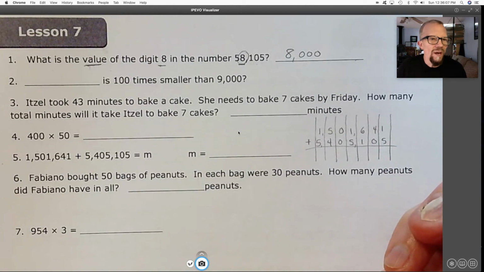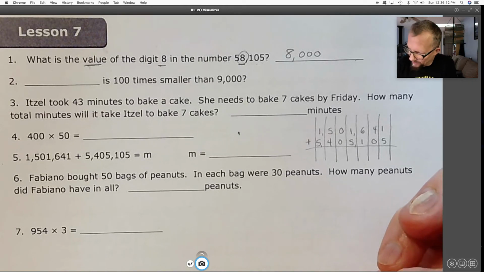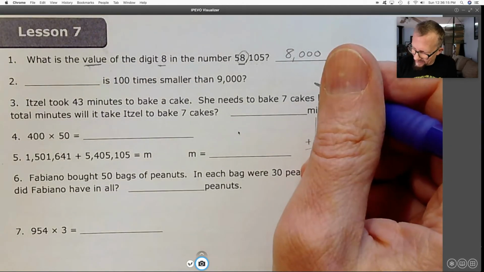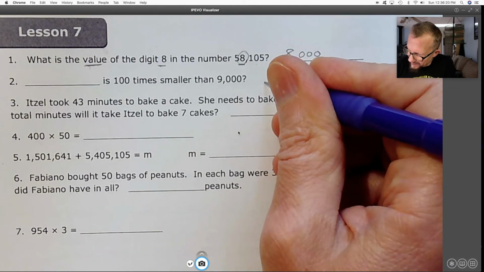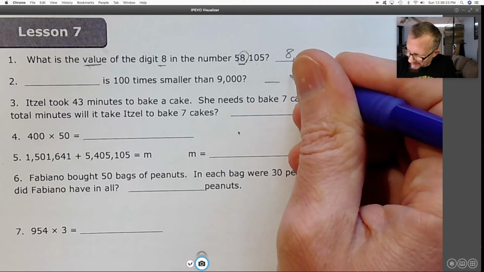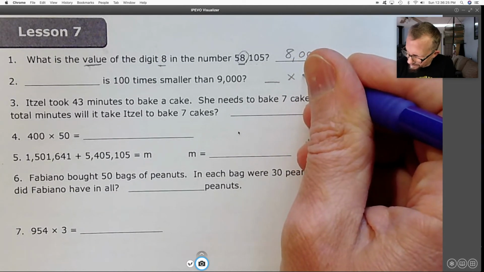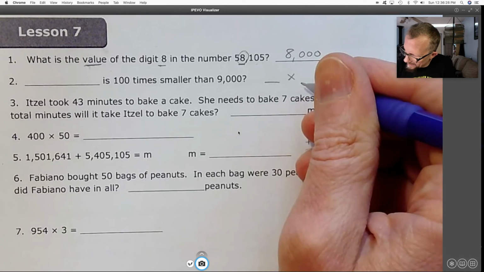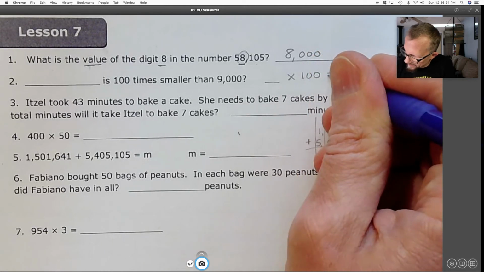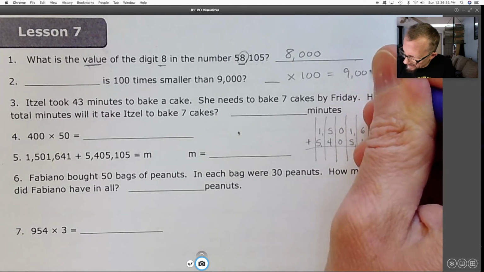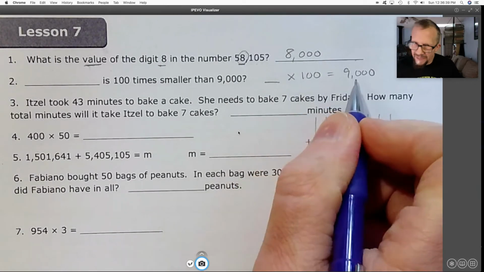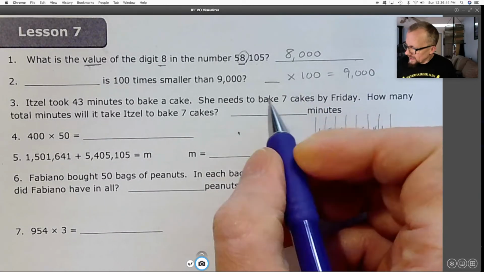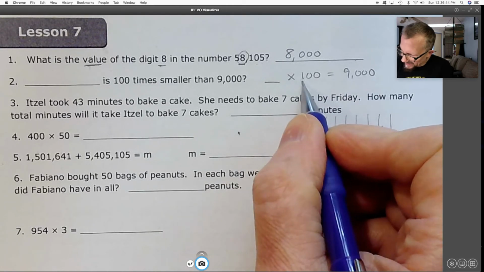Number 2, what is 100 times smaller than 9,000? 100 times smaller than 9,000. So this means we have some smaller number that's 100 times smaller than 9,000. So it has to get 100 times bigger to get up to 9,000. So we know that there's a 9 here, right? Because 1 times 9 is 9.